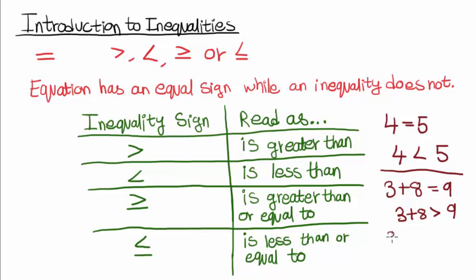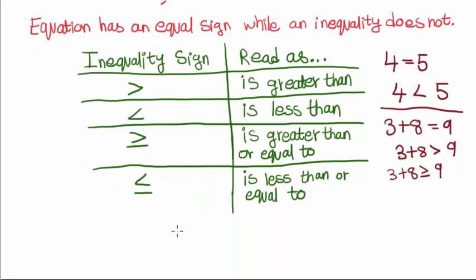Also, something such as 3 plus 8 is greater than or equal to 9, denoted by this symbol over here, is also a true inequality because 11 is indeed greater than 9 or it's equal to 9. Now on the next page, I'm going to go over how to graph inequalities on a number line.